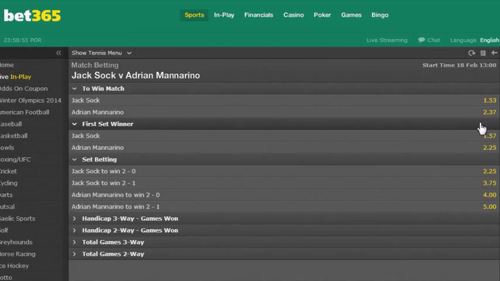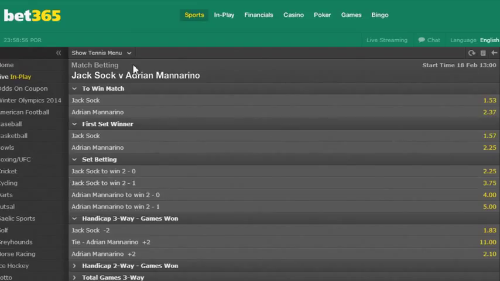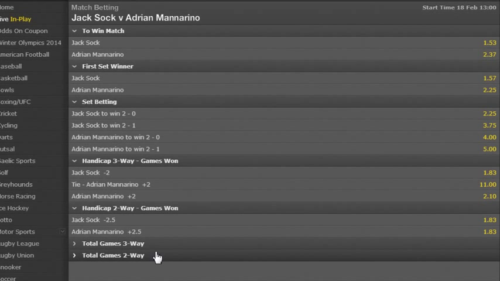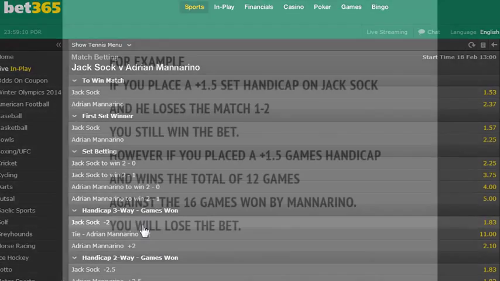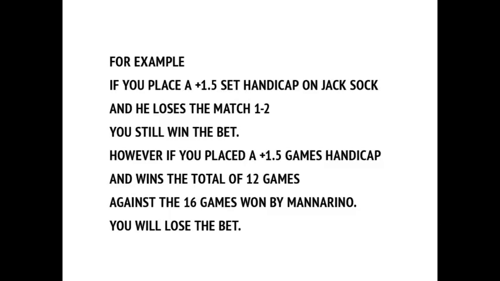Here, you can find a wider range of bets available for this given match. As always, more bets will be released closer to the match, and the widest range of bets will be available on live betting. Remember, when betting on match handicaps, look out for the difference between games and sets, as many people tend to mix both of them up. For example, if you place a plus 1.5 set handicap on Jack Sock and he loses the match 1-2, you can still win the bet. However, if you placed a plus 1.5 games handicap and win the total of 12 games against the 16 games won by Mannarino, you will lose the bet.